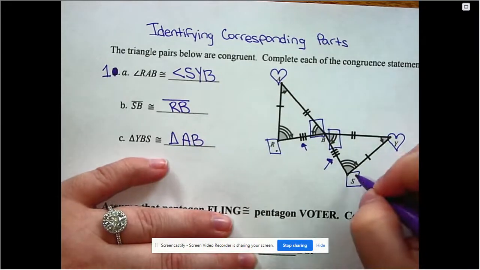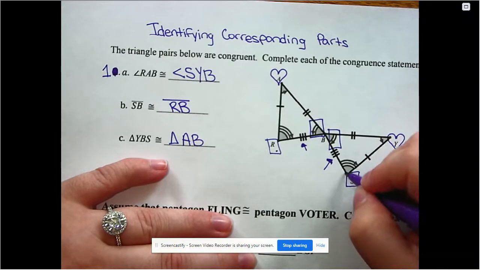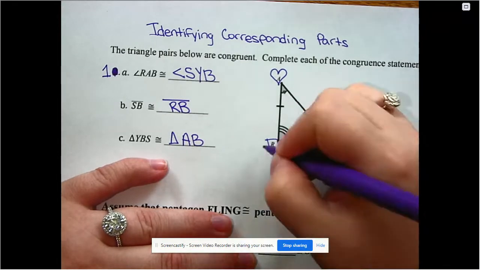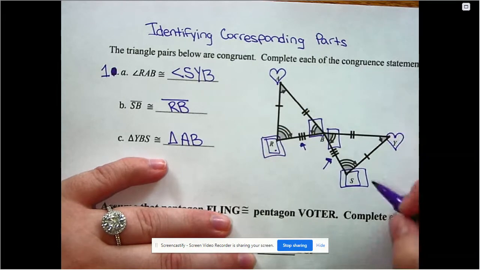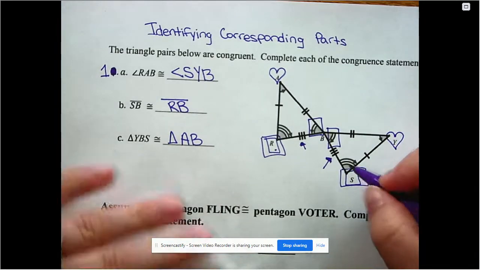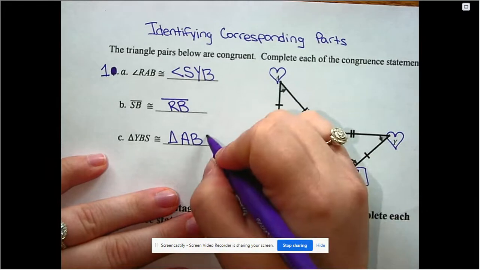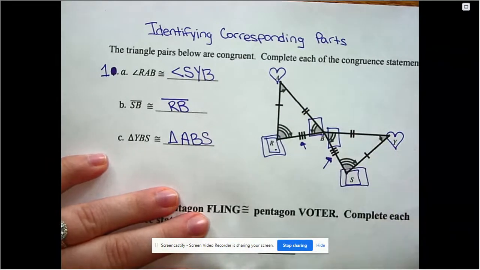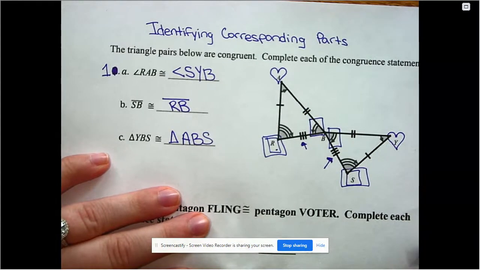And S has, oops, I used square 2 times, so I'm going to put a double square here. Entonces, S tiene 2 cuadrados y R también. Entonces, R is congruent to S because they both have 3 tick marks.